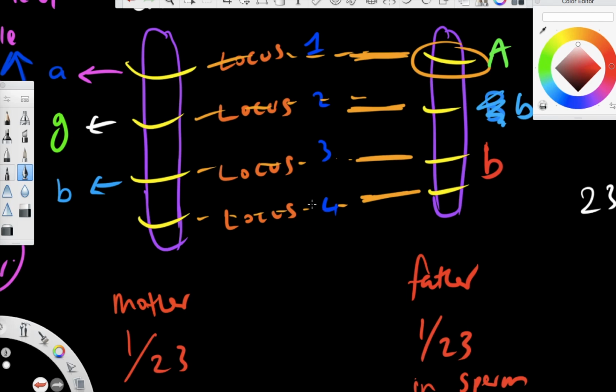So in the next video we will talk about the autosomal dominant mode of inheritance, and then the videos after that will be autosomal recessive, X-linked dominant, and X-linked recessive.